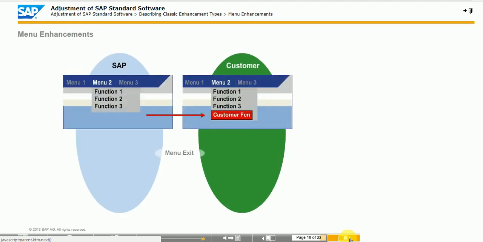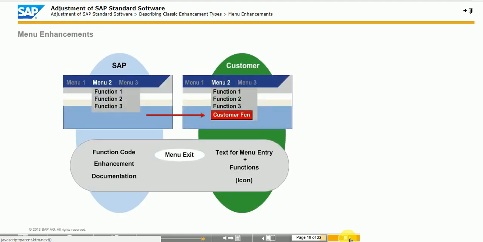Menu enhancements permit you to add additional menu options to an SAP standard menu. The SAP system provides the following options: customer exits, business add-ins. Additional menu options are merged into the GUI. When the function code is implemented, you can change the text of the menu option and change the icons. However, this is possible only if the SAP developer provides the option.